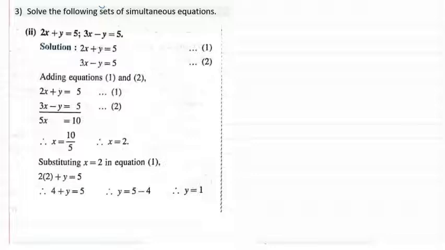So now we got the value of both x and y. The final answer is a statement: the value of x is 2, comma, the value of y is 1 is the solution of the given equation. I hope you have followed, dear boys.